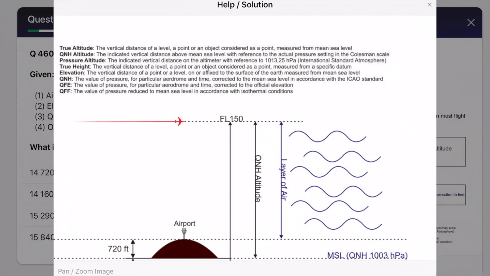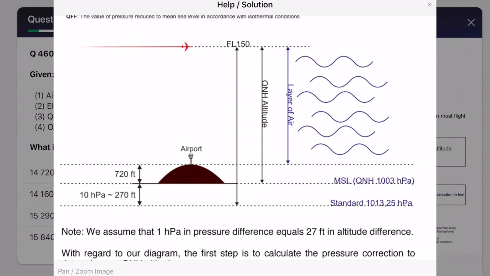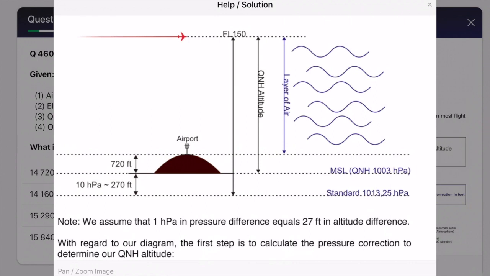And now what is, from my perspective, a nice feature is this little picture which tries to give you a nice overview about the situation. You can see the aircraft symbol at flight level 150, the MSL with the given pressure of 1003 hectopascal. You can see, of course, the airport with an elevation of 720 feet, also a layer of air, and all the details which are relevant for us to solve this problem.